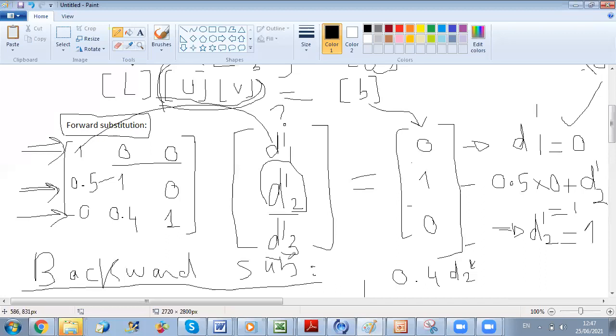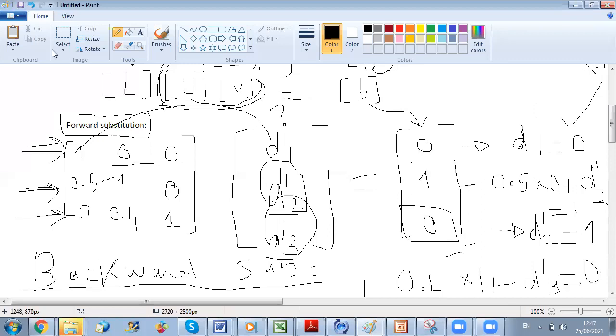Now we move to D prime 3. To calculate D prime 3, we will use the third equation. If we write it, we get 0 times D prime 1 plus 0.4 times D prime 2, and D prime 2 is already calculated to be 1, so times 1, plus 1 times D prime 3, equals the third element here, which is 0.